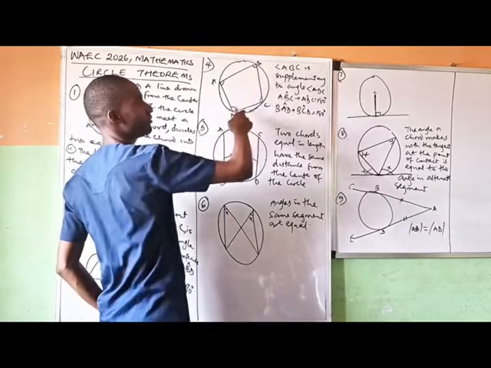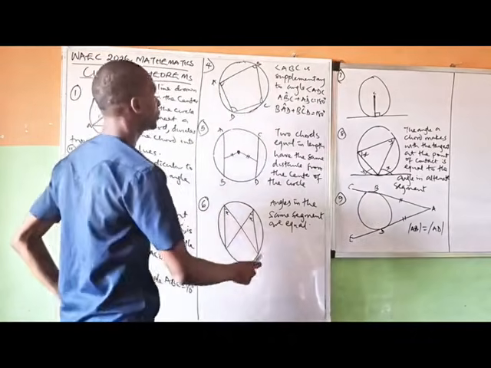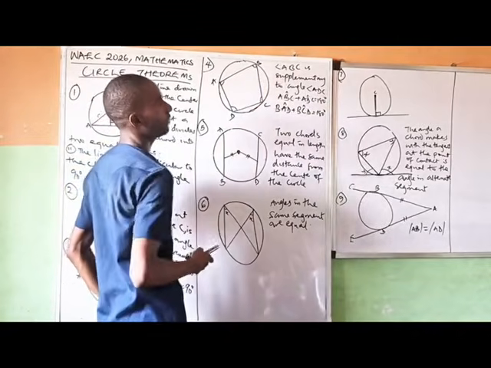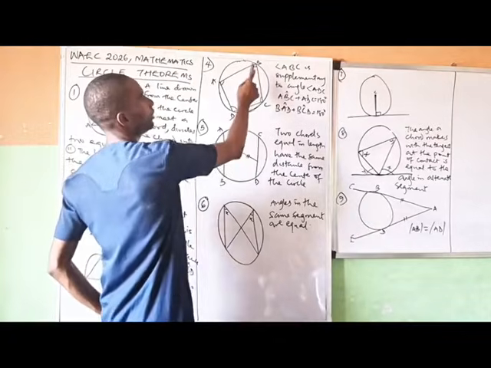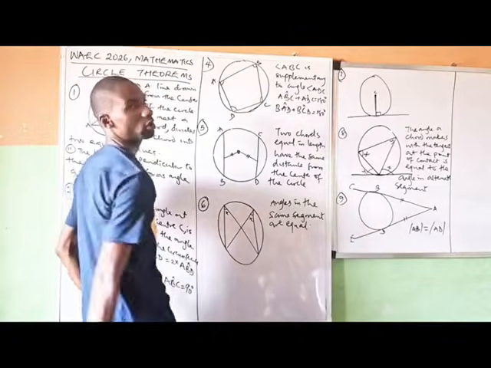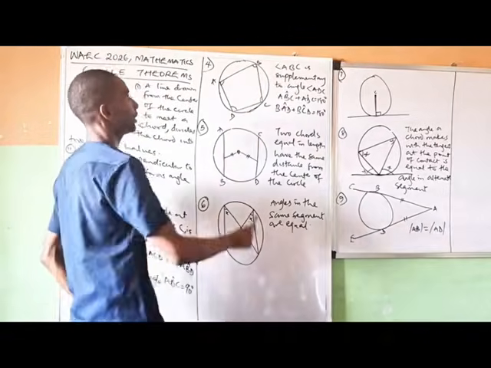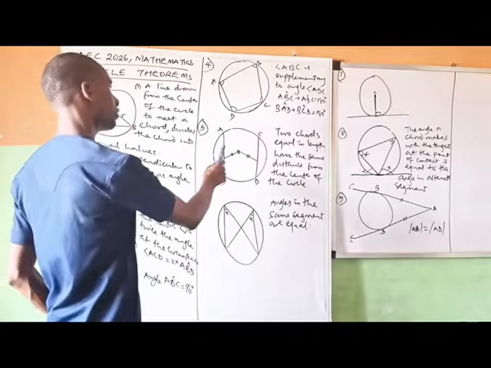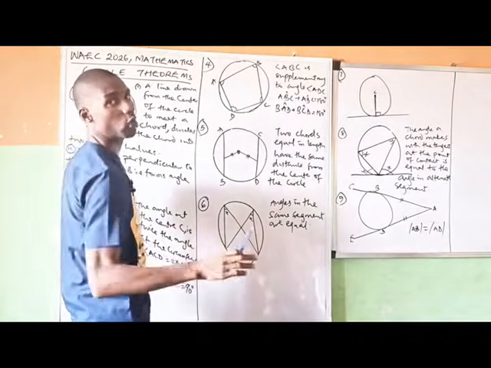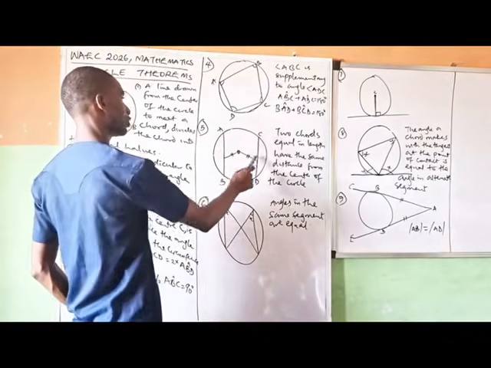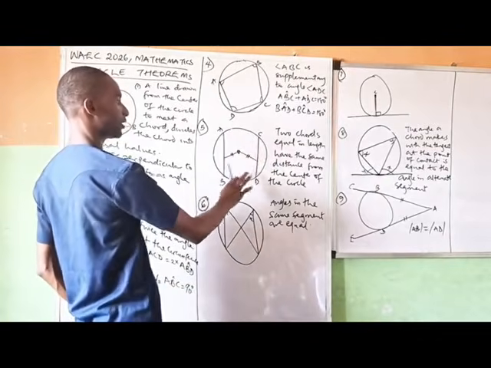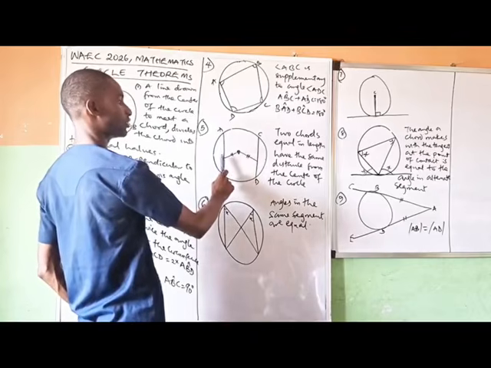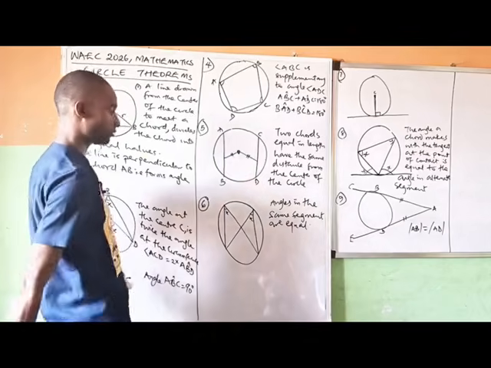Then when you have a quadrilateral in a circle, the two opposite angles are supplementary, meaning you add them up to give 180 degrees. The angle here plus the angle here adds up to give 180 degrees. Then if you have two chords of equal length drawn on each side of a circle like this, the distance of this chord from the center is exactly equal to the distance of this chord from the center.